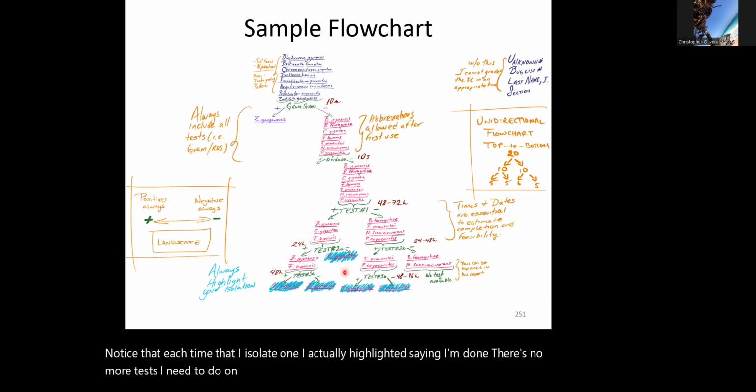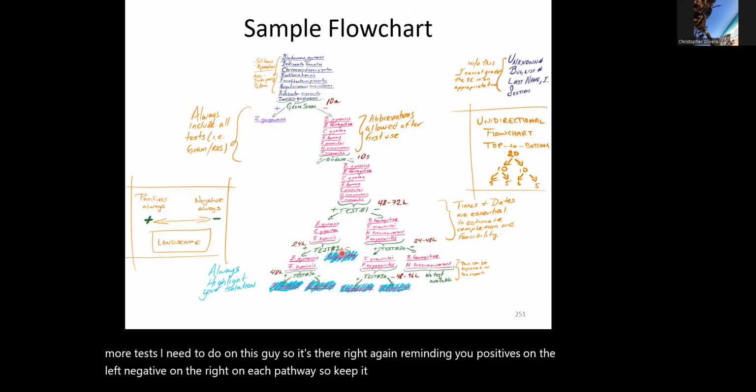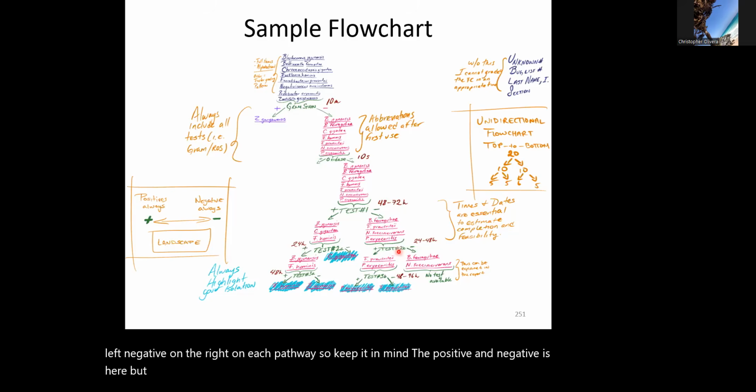So it's there, right? Again, reminding you: positives on the left, negatives on the right on each pathway. So keeping in mind the positive and negative is here, but also on this side, positive and negative, left versus right. Pathways may change, but the positive and negative on that particular test are always left versus right.